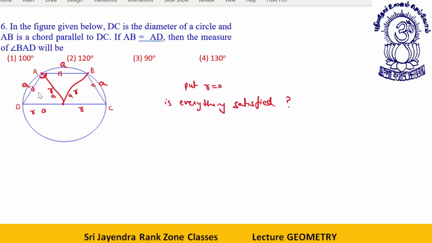So this is an equilateral triangle, this is also an equilateral triangle, and this is also an equilateral triangle. If all these are equilateral triangles, this angle will be 60, this will be 60, this will be 60, every angle will be 60 degrees, and things work out. 60, 60, 60 is 180, this is a straight line, everything works out. The measure of angle BAD will be 60 plus 60, 120 degrees.